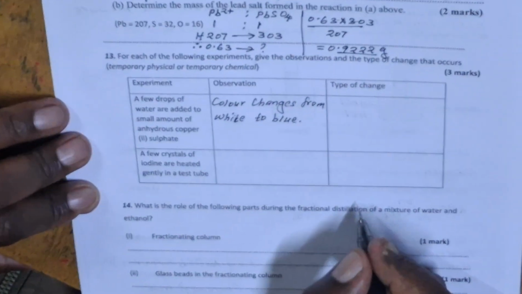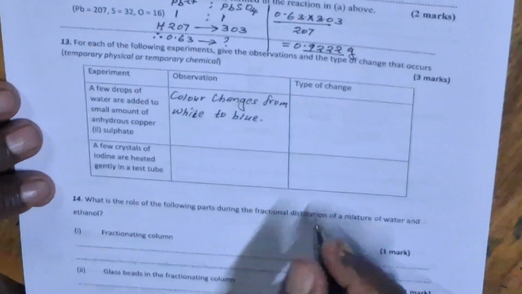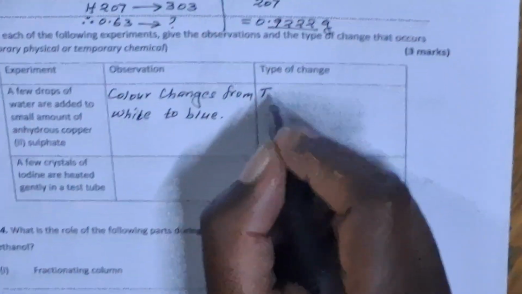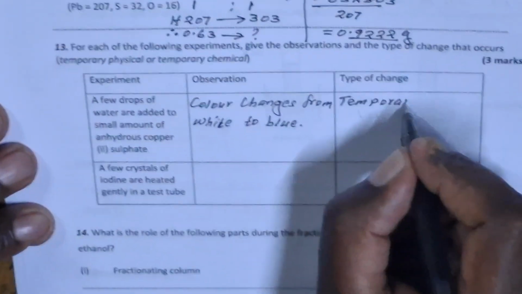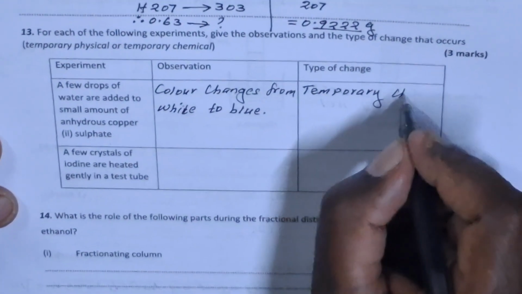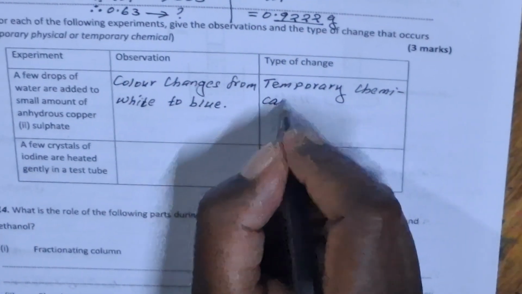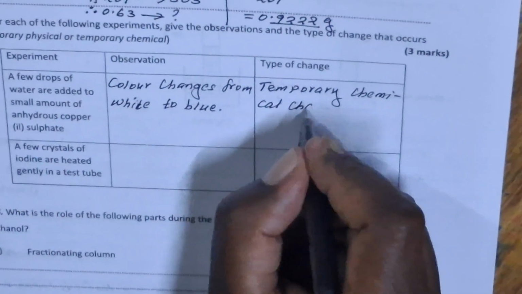What type of change is this? This is a temporary chemical change. It can easily be reversed. Even though it is a chemical change, it is a temporary chemical change.